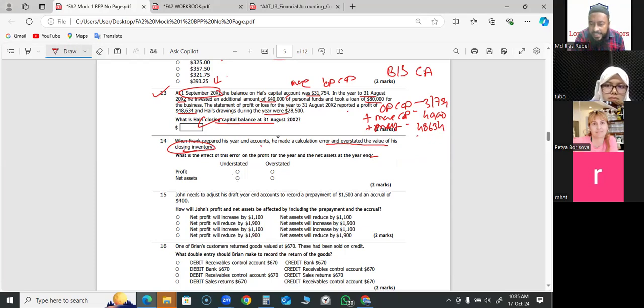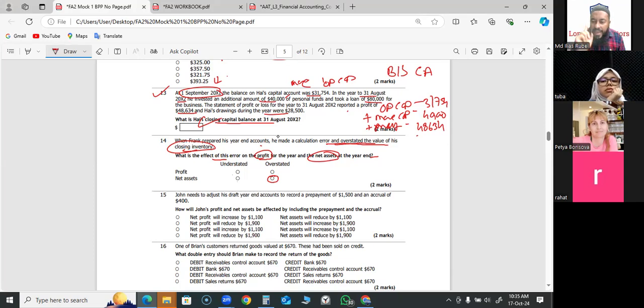So what did they say here? Overstated closing inventory. What is the effect of this error on the profit? I'm coming back to profit in a minute. And the asset, net asset. You overstated, or net asset goes overstated, isn't it? So this should be one of the answers of overstated.